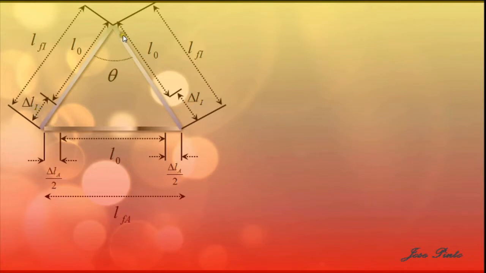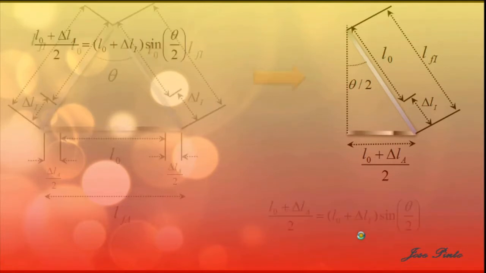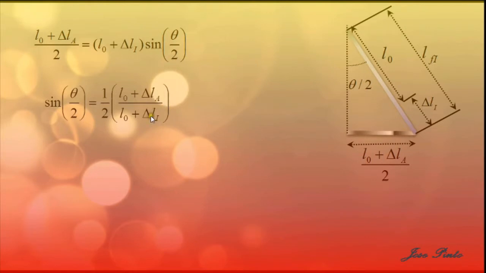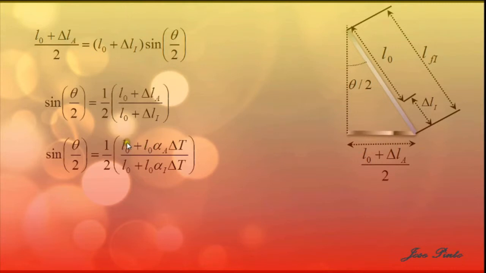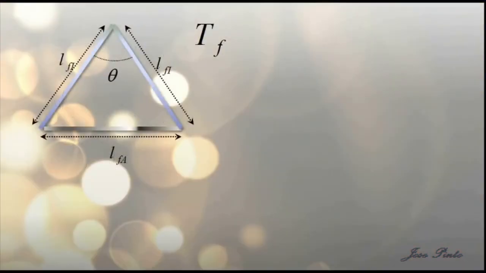So now let me look at this half of the triangle. We can relate the size of this triangle right here with this angle theta over 2. We can use some trigonometry. Now I can solve for sine of theta over 2 and replace delta LA and delta LI. And then finally I can just cancel the initial length, and we are done. You know, there is an easier way of doing this problem. Let me show you again. So we agree that at some final temperature the bars have expanded, and now the triangle looks like this.